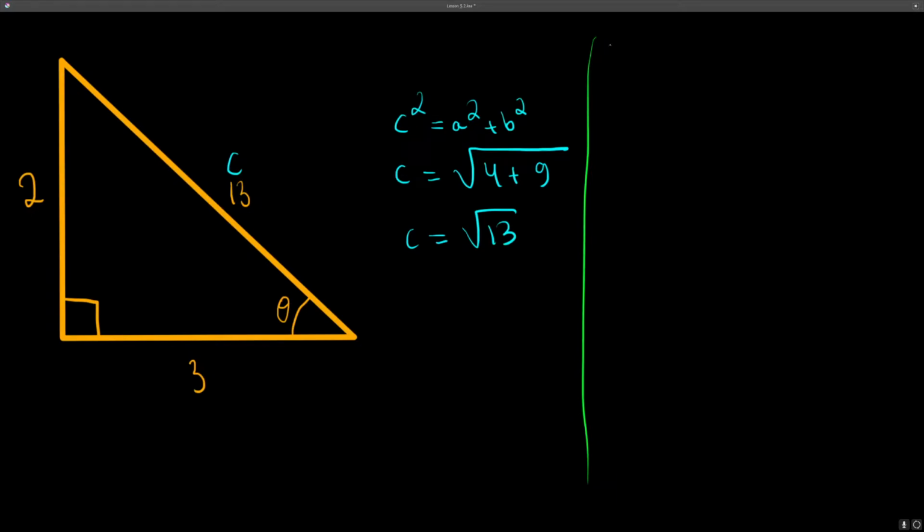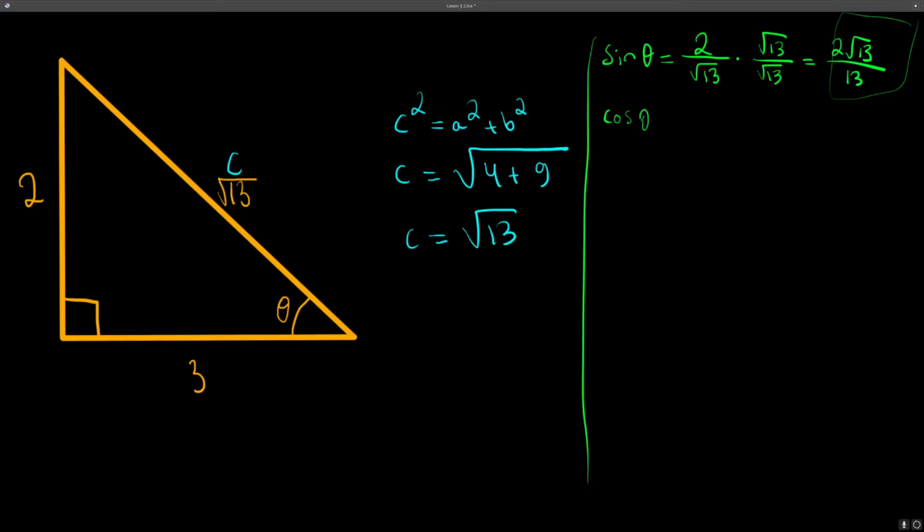Let's find the 6 functions. So starting with sine, sine is equal to, obviously, opposite over hypotenuse. This is radical 13. So it's going to be 2 over radical 13. Now, we can't leave it like this because there's a radical in the denominator. So we multiply this by radical 13 over radical 13 here. And it's subjective, so you're going to have to show your work here. It's going to be 2 radical 13 over 13. And this is your final answer.